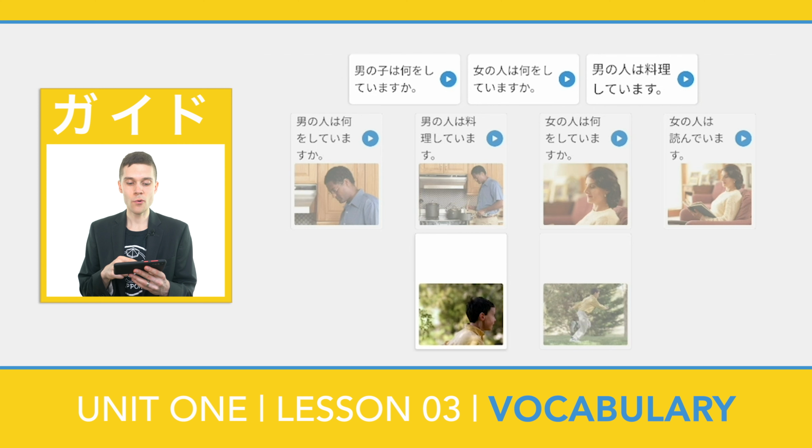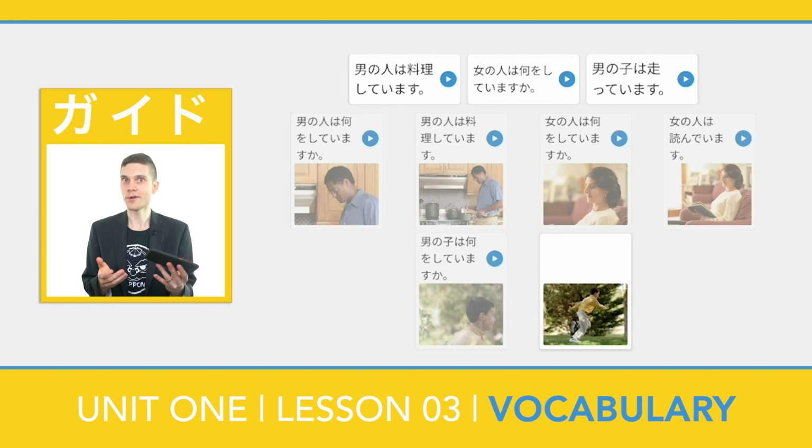So here we have the boy, close-up image. You can't really tell what he's doing. So let's ask, what is the boy doing? So we have otoko no ko wa, particle marking otoko no ko, the boy, as the subject. Nani, meaning what. Wo particle marking what with shite imasu ka, the verb in question, doing. So what is the boy doing?